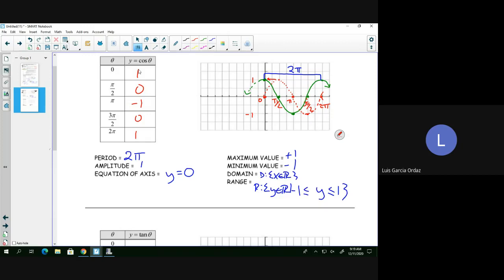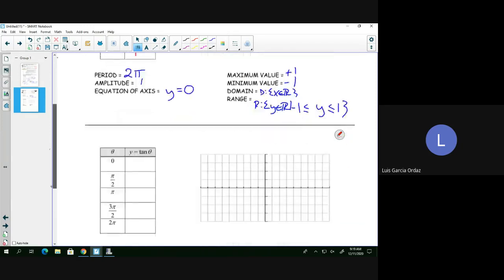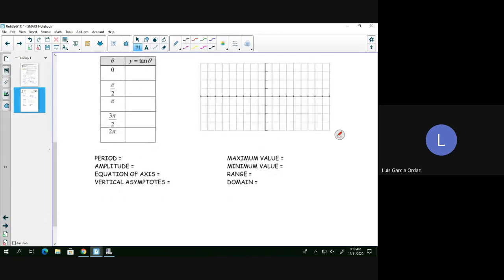So, did you guys graph tan last year? Yeah. Oh, tan? No. This one looks weird. I don't remember. So, based off our ratios on the unit circle, where tan is y over x, okay? Will there ever be a time where tan will be undefined?